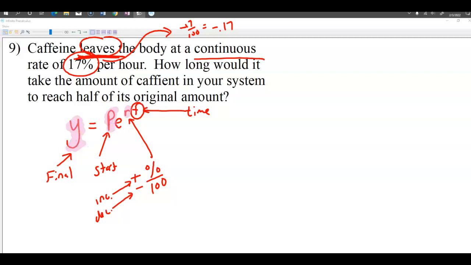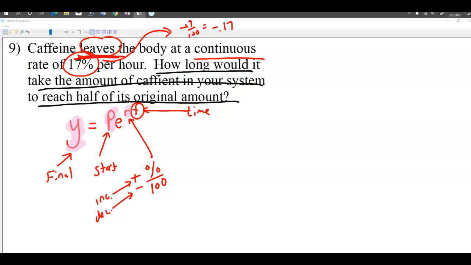E is not a variable, so we already know that's just a number. That's 2.71. So we don't need to know that value. We already know it. But the problem is P and Y, and this is a weird problem because of how they're telling you something. They ask, how long will it take for the amount of caffeine in your body to reach half of its original amount?